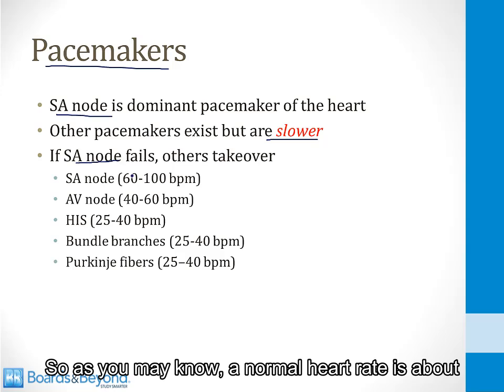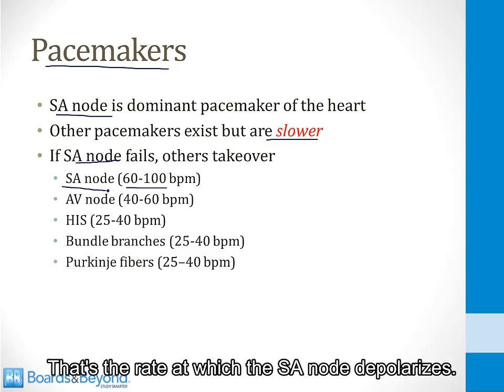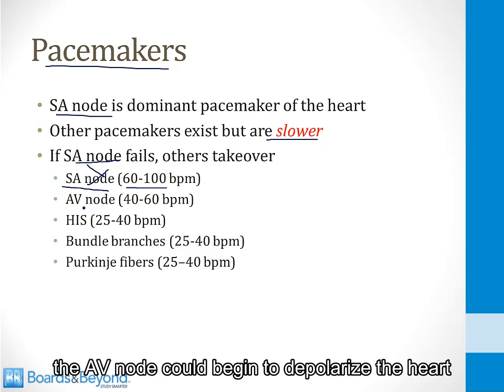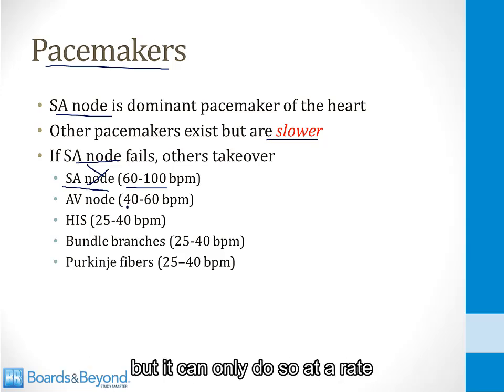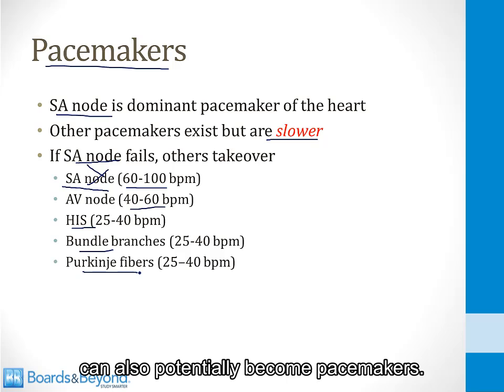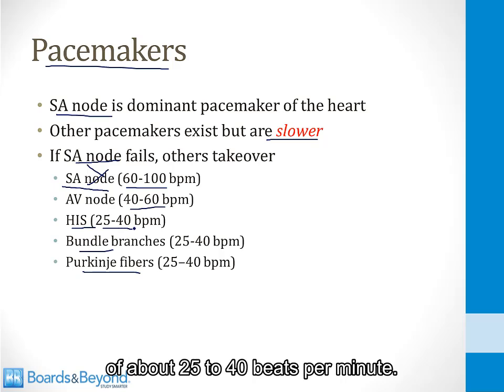So, as you may know, a normal heart rate is about 60 to 100 beats per minute. That's the rate at which the SA node depolarizes. However, if the SA node were to fail for any reason, the AV node could begin to depolarize the heart, but it can only do so at a rate of about 40 to 60 beats per minute. The His bundle, the bundle branches, and the Purkinje fibers can also potentially become pacemakers. However, they are at even slower rates of about 25 to 40 beats per minute.